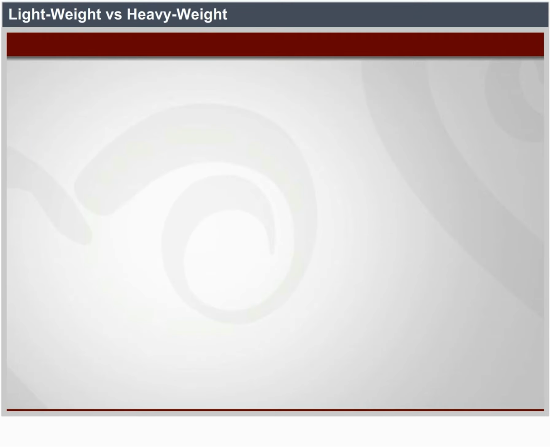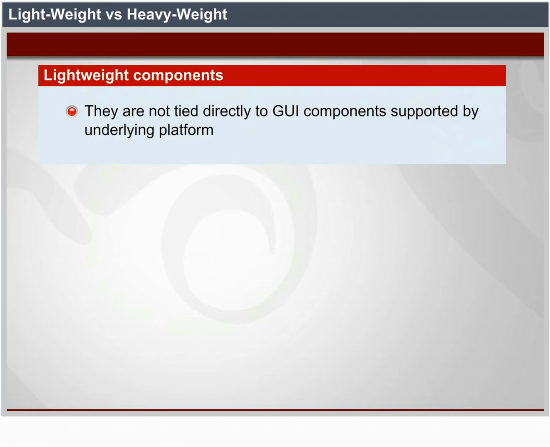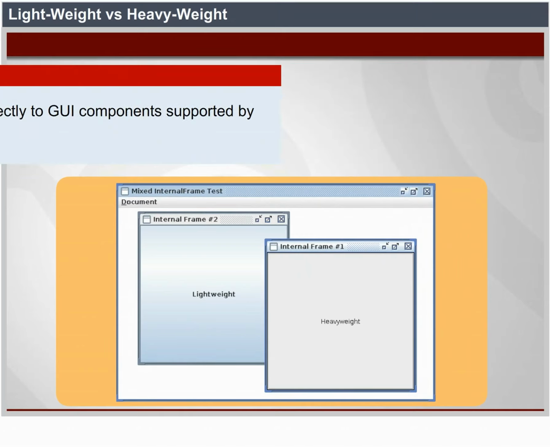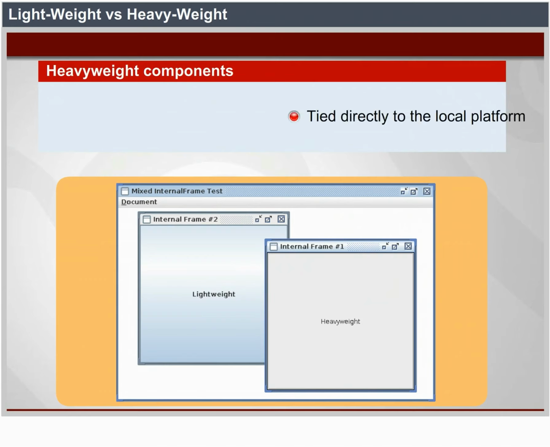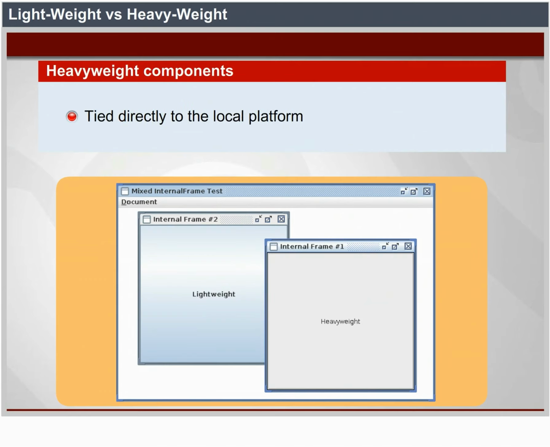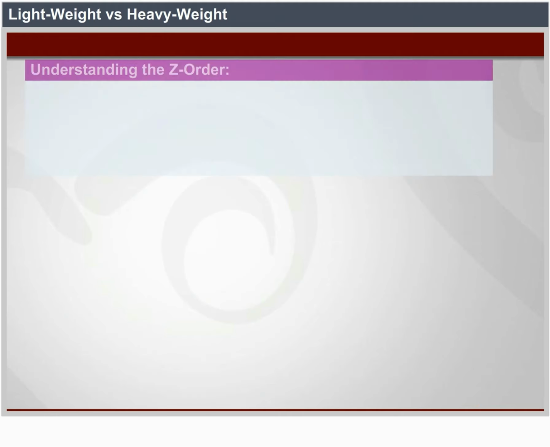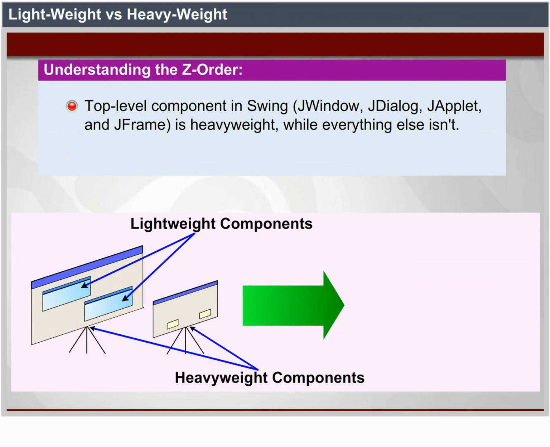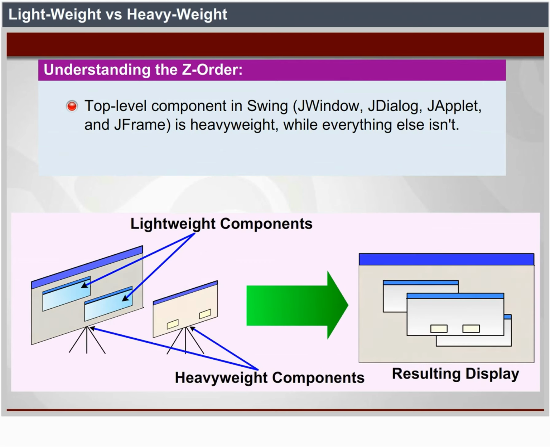Lightweight versus heavyweight. Lightweight components are not tied directly to the GUI components supported by the underlying platform. Heavyweight components are tied directly to the local platform. These include AWT components and some Swing components. Understanding the Z order. Top level components in Swing, JWindow, JDialog, JApplet and JFrame, are heavyweight, while everything else is not.